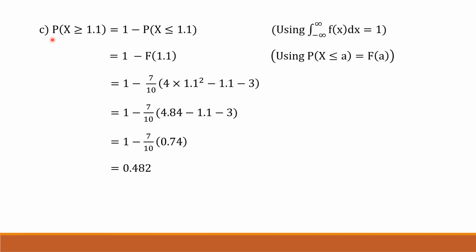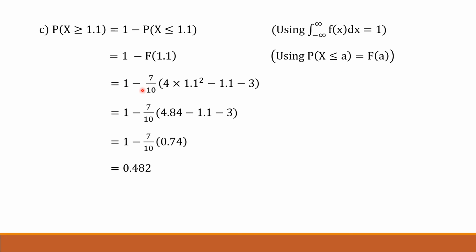In part C, for probability of x greater or equal 1.1, we can write it as 1 minus probability of x less than equal 1.1, using the property that total probability over the complete range of any function is equal to 1. That is, integral of minus infinity to infinity f of x dx equal to 1. Further we can write it as 1 minus big F of 1.1 using the formula that cumulative distribution function at any a is equal to probability of x less than equal to a.